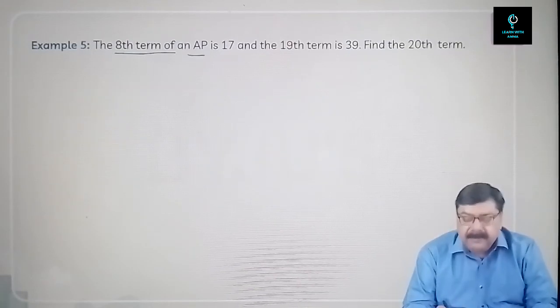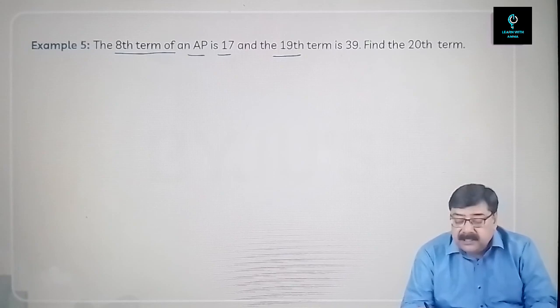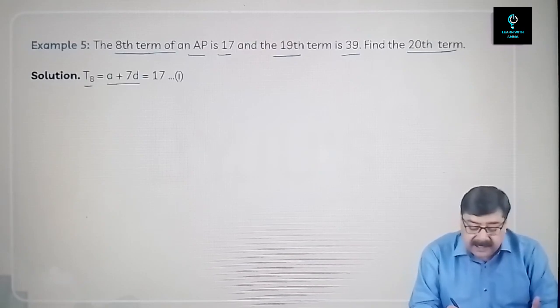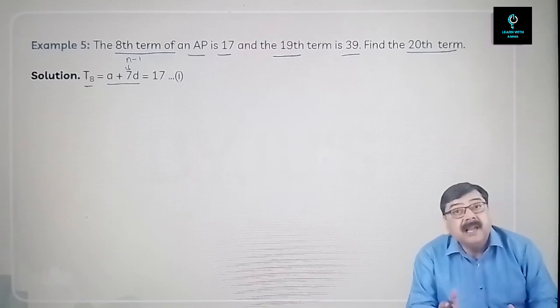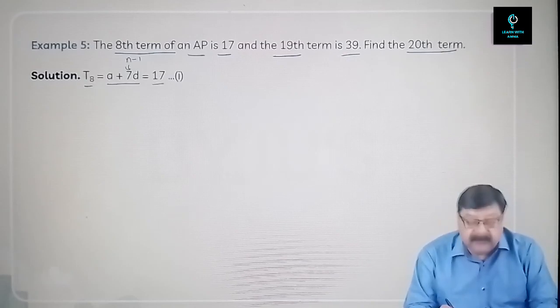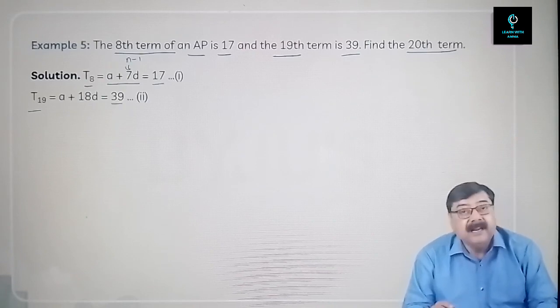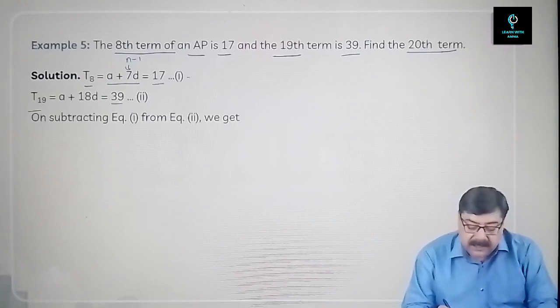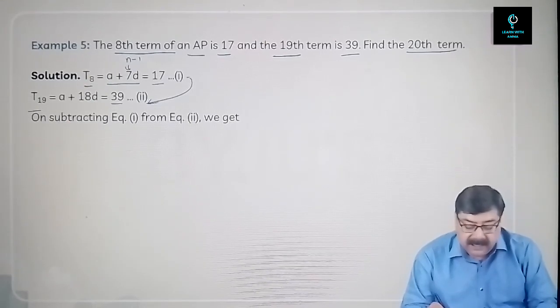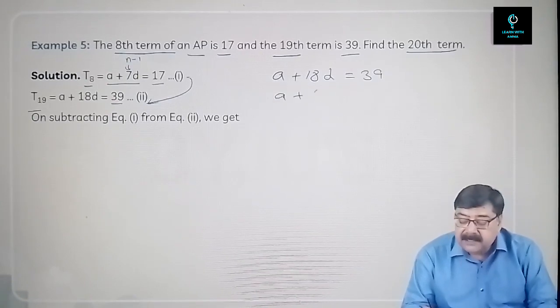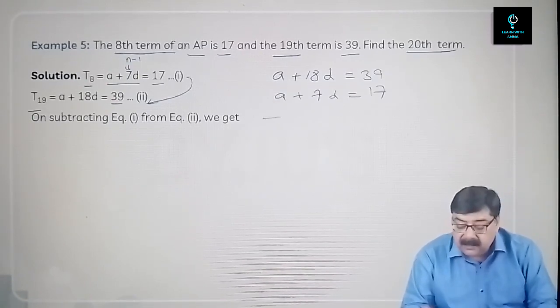Now the 8th term of an AP is 17 and 19th term is 39. So find the 20th term. So now we know that the 8th term is A plus 7D. What is 7 here? That is nothing but n minus 1, which is 8 minus 1. And that is equal to 17. So this happens to be our first equation. And T19, that is the 19th term, is A plus 18D, which is given to us as 39 in the question.